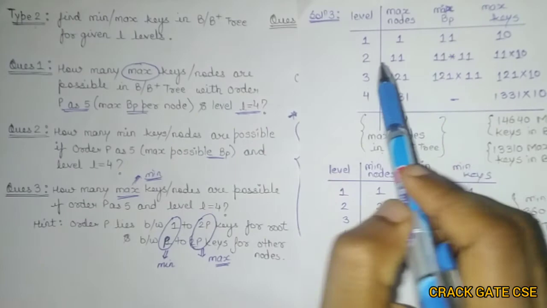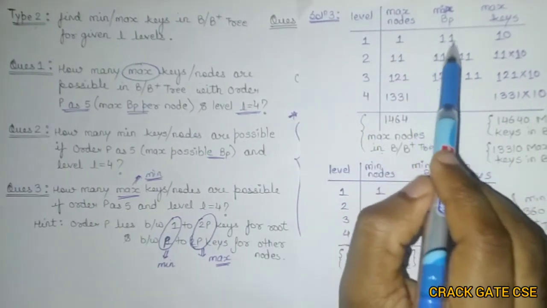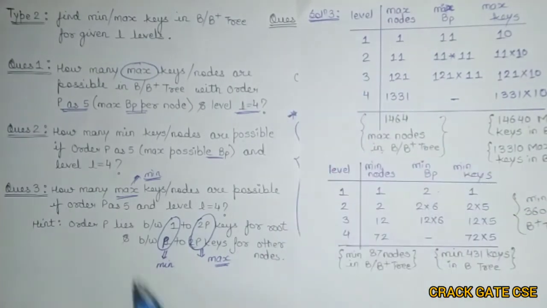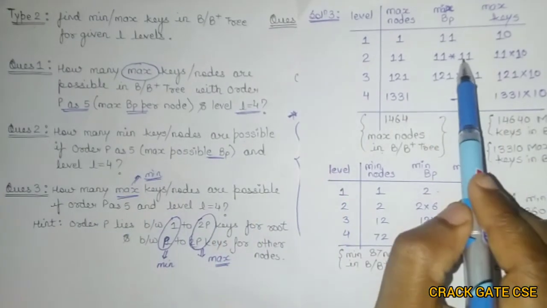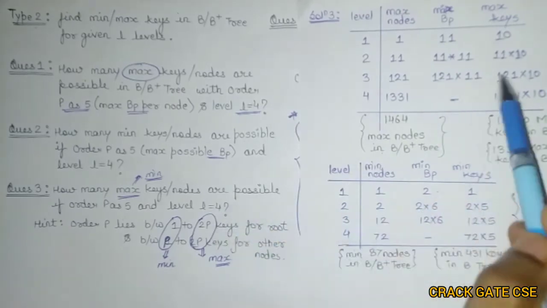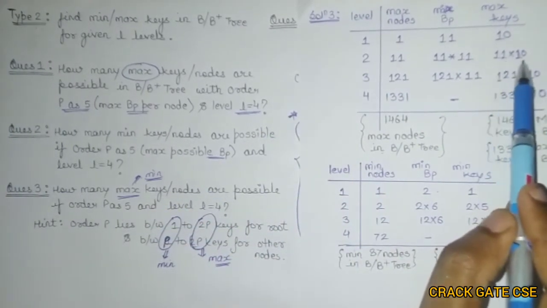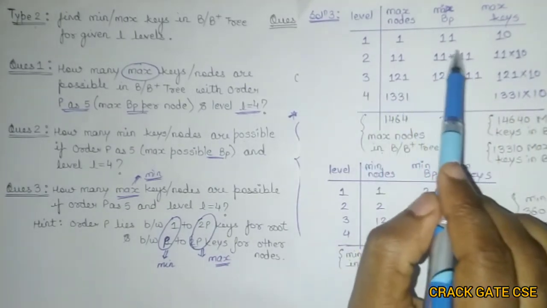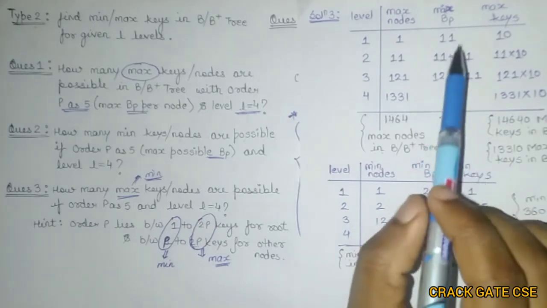Now you can come to the second level, that means the next level. So if there are 11 block pointers, then there should be 11 nodes, and each of the nodes can have 2p plus 1 block pointers, that is 11. Similarly, the keys are given as 10 because 2p keys, 2 into 5 is 10. If 11 nodes and each node can have 10 keys. So in the third level, this is 11 into 11. So that means 121 block pointers are there.